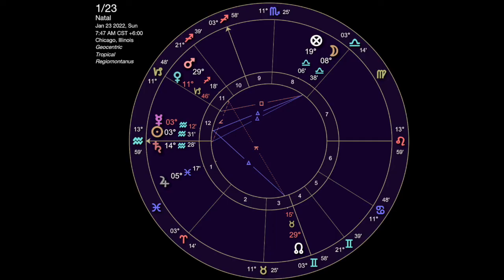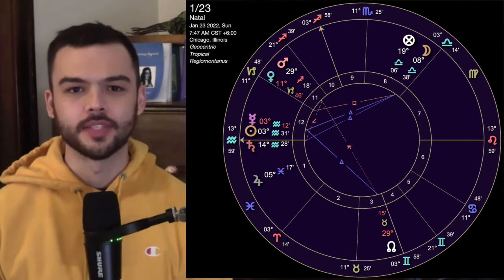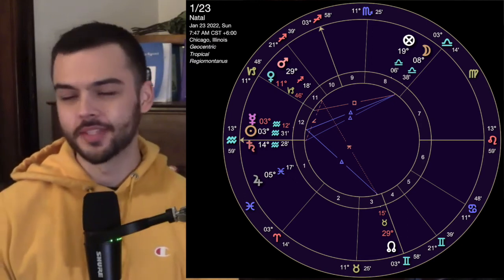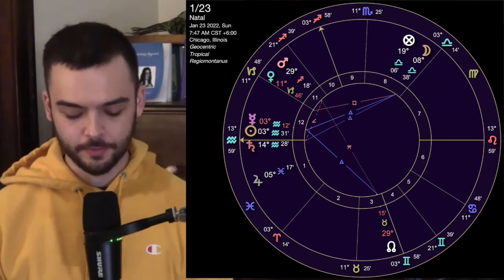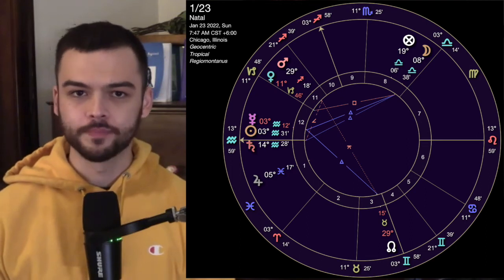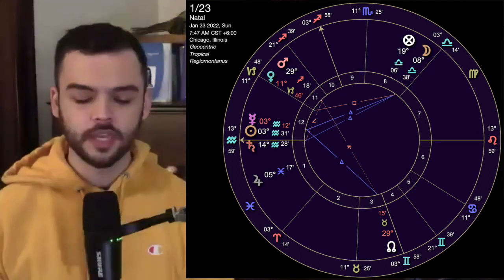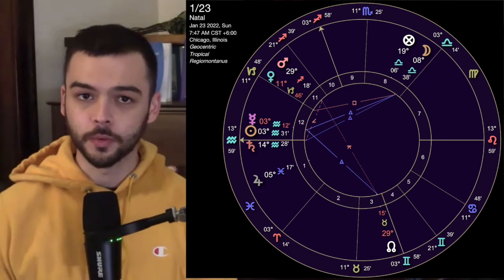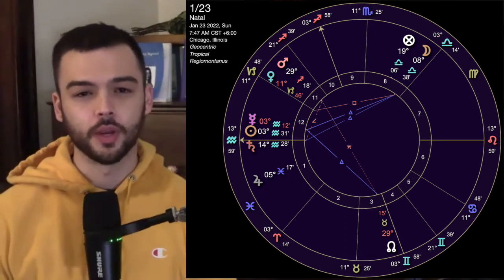Our next election for the week is Sunday, January 23rd at 7:47 a.m. It's got an Aquarius rising, Saturn is conjunct the ascendant, and the Sun and Mercury are also sitting there with it. We've got the Moon in Libra in the 9th sign, and it's moving into a square with its ruler Venus, who's sitting there retrograde in the 12th house.